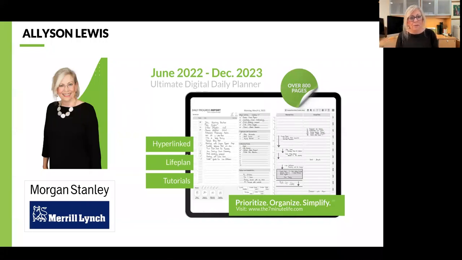Some of you may not know me. I'm Allyson Lewis, founder of the 7-Minute Life, and I've spent the first 31 years of my career as a financial advisor with Morgan Stanley and Merrill Lynch. And I loved being in the business world. You know, I was from Little Rock, Arkansas, then Jonesboro, Arkansas.